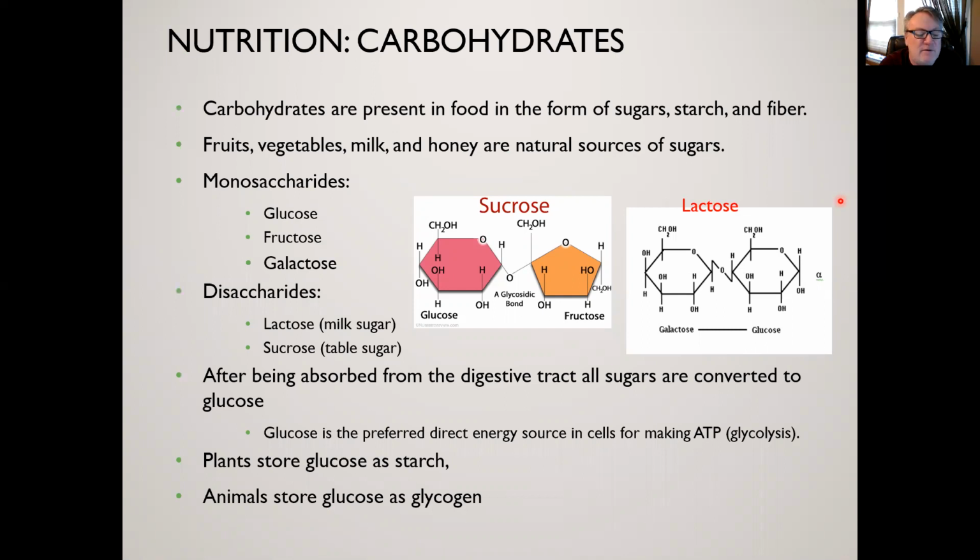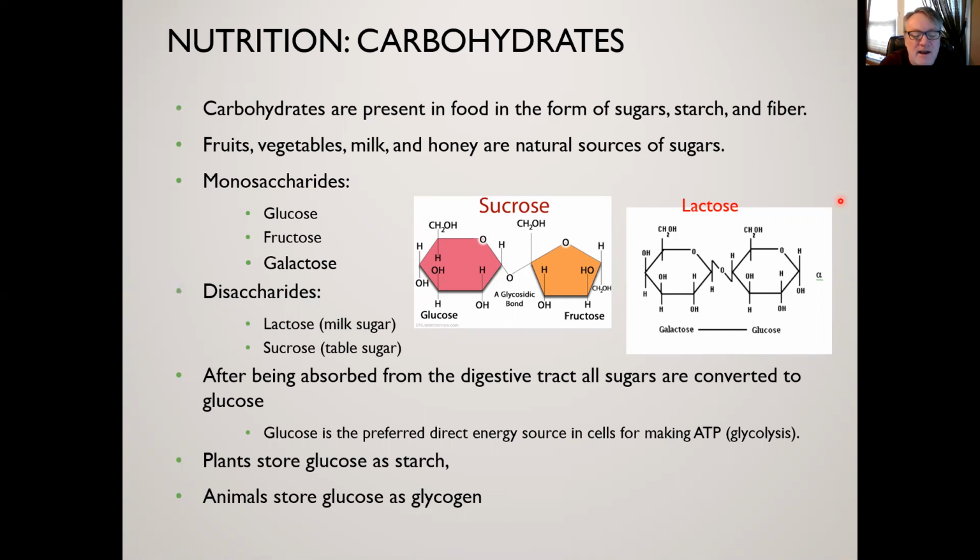Where are they going to be found? They're in the form of sugars, which is unfortunately too much of our carbohydrate diet, but starches and fibers are also referred to as the complex carbohydrates. And the sugars can also be obtained from fruits, but from vegetables, milk, and honey are all natural sources of sugars. And of course, as humans, we've become very good at creating artificial sources or highly processed sources.